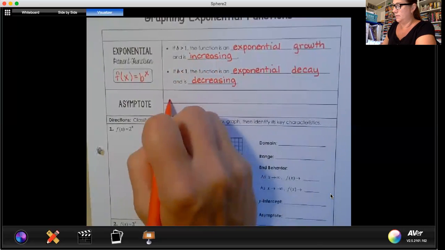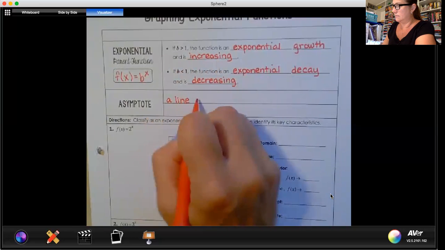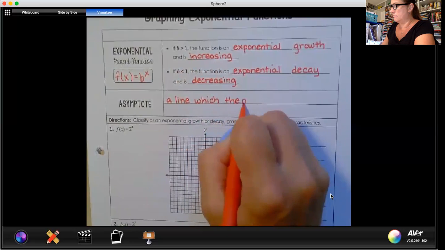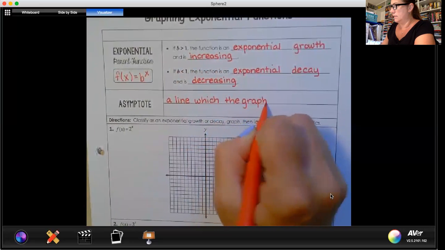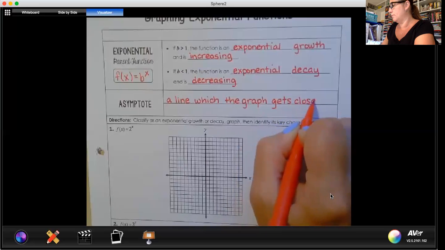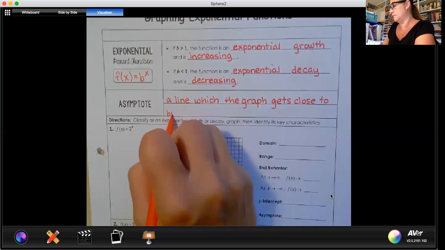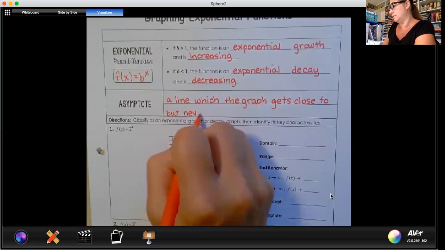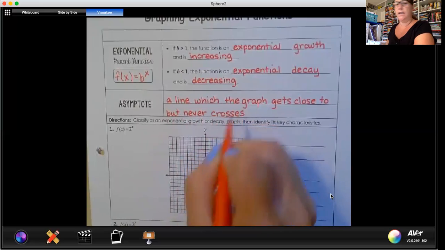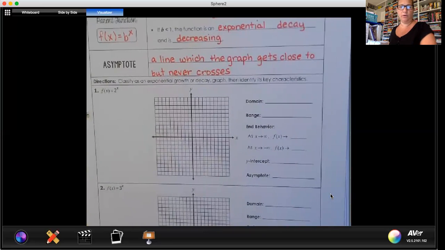An asymptote is a line which the graph gets close to but never crosses. So as you can see here, we have some functions we're going to graph and then some characteristics that we are going to fill in based on what we see.